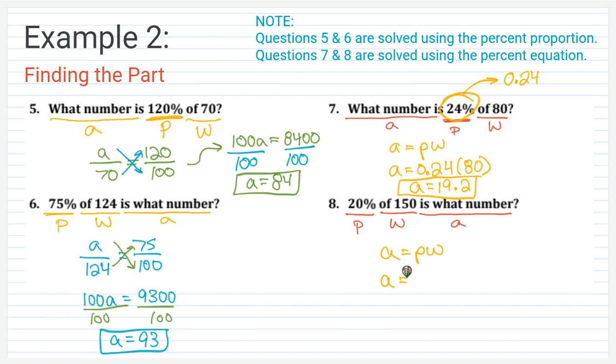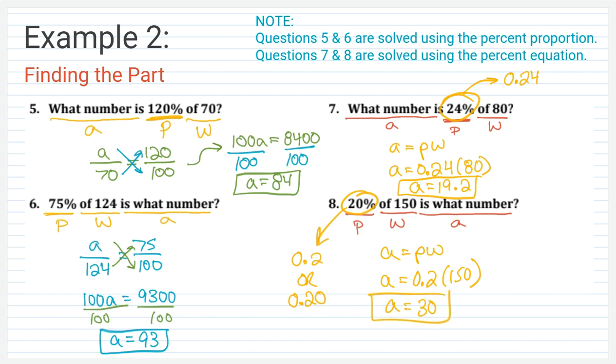Super nice because we're just going to be plugging in 20%, but again, as a decimal. So this is going to be 2/10 or 20 hundredths. If you don't want to drop the 0, you are more than welcome to leave it like that. It's not going to make a difference. I'm going to go ahead and just write it as 2/10 and then times 150. And then we're going to just multiply that out. 2/10 times 150 is going to tell you that the part is 30.